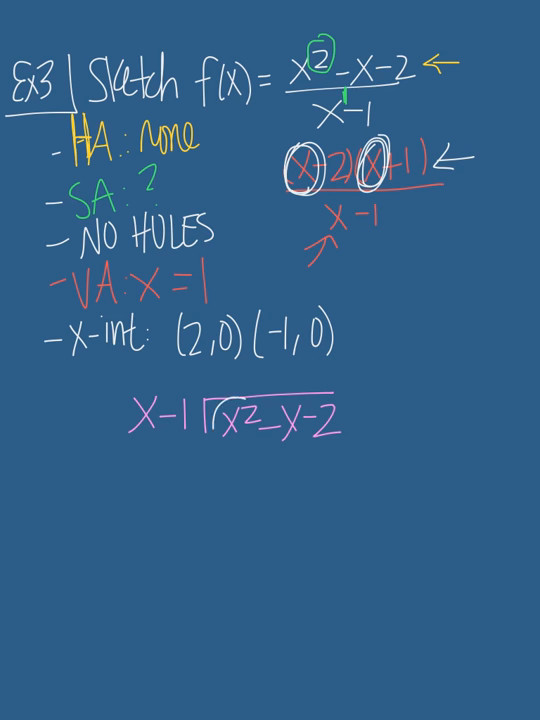All right, so x squared divided by x is x. And then I'm going to multiply x times x minus 1.